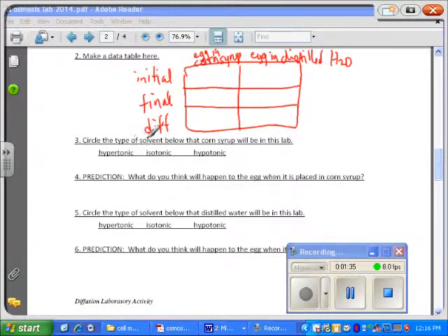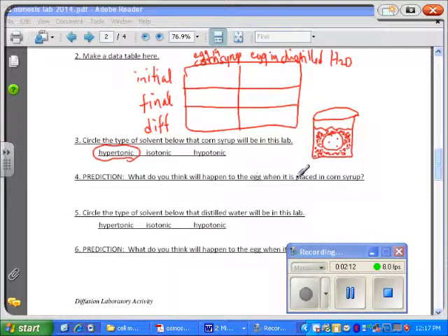Circle the type of solvent below that the corn syrup will be in this lab. You're going to have a beaker, and you're going to put an egg into it after you weigh it. Then you're going to pour corn syrup on top of it. The corn syrup has just a ton of dissolved stuff in it, and all that dissolved stuff is sugar. The word for having more is hyper, like hyperactive. That's a kid with a lot of energy. Hypertonic means you have a ton of dissolved stuff. You have a little bit of dissolved stuff in the egg, but a ton of dissolved stuff in this corn syrup. That means it's a hypertonic solution.